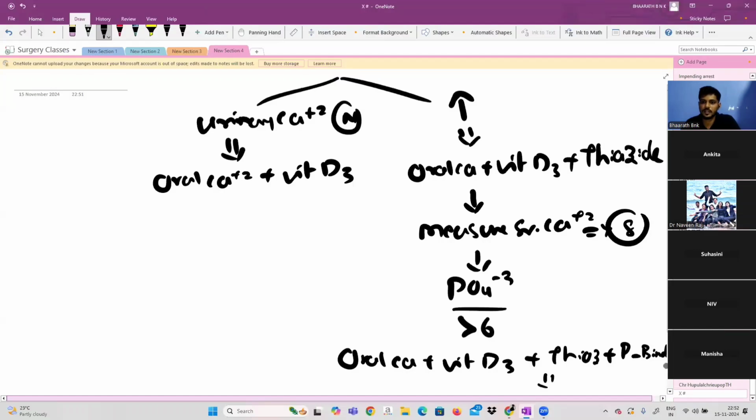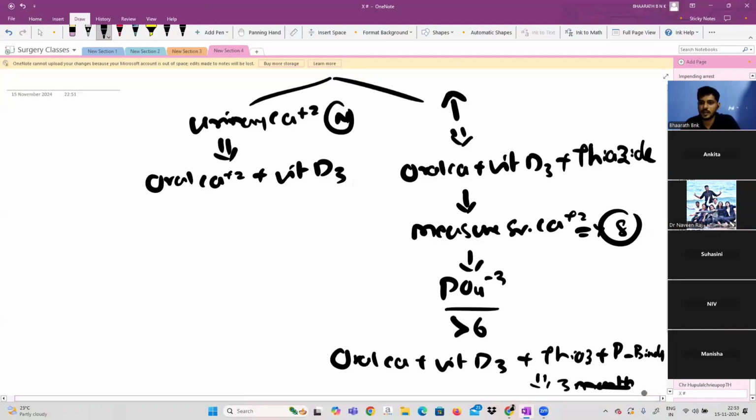And then every 3 months, you measure serum calcium, phosphate, and urinary calcium. Right? That is simple. Whenever the patient has hypocalcemia, start with calcium. If it does not reach 8, add vitamin D3. If it reaches 8 after adding vitamin D3, measure urinary calcium. If urinary calcium is more, add a thiazide. After all this, you measure phosphate levels. If phosphate levels are high, you can add a phosphate binder. Right? So this is how you treat.